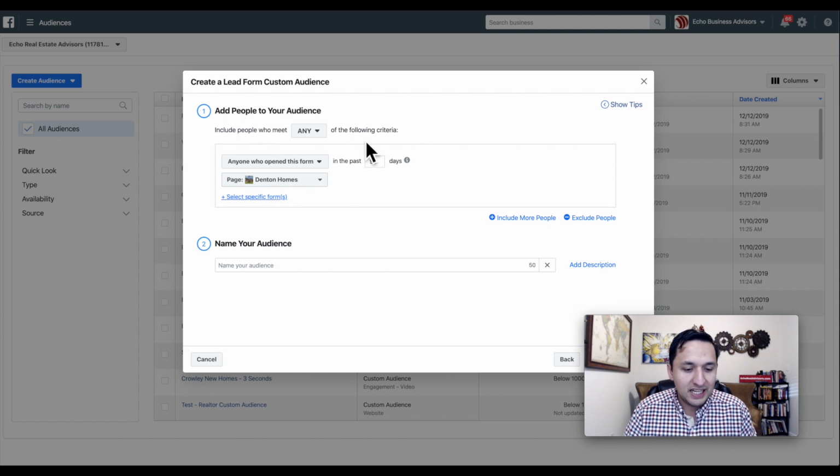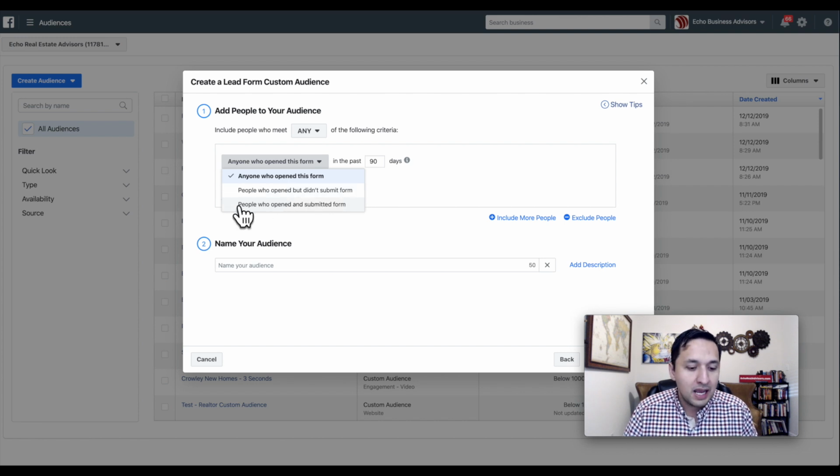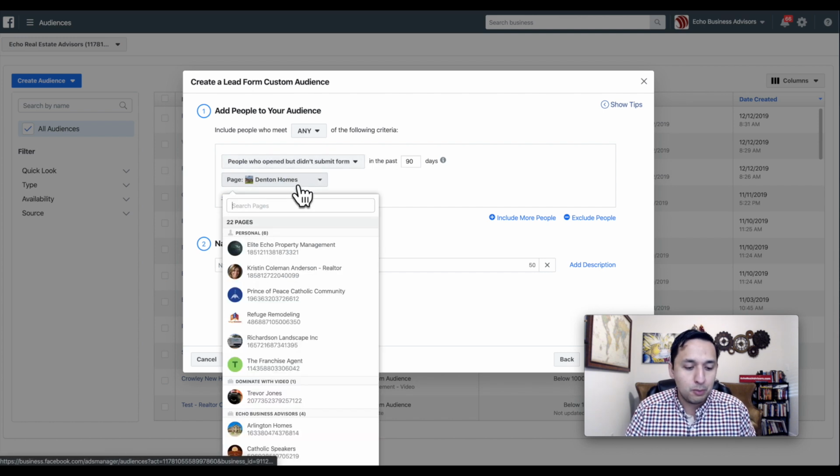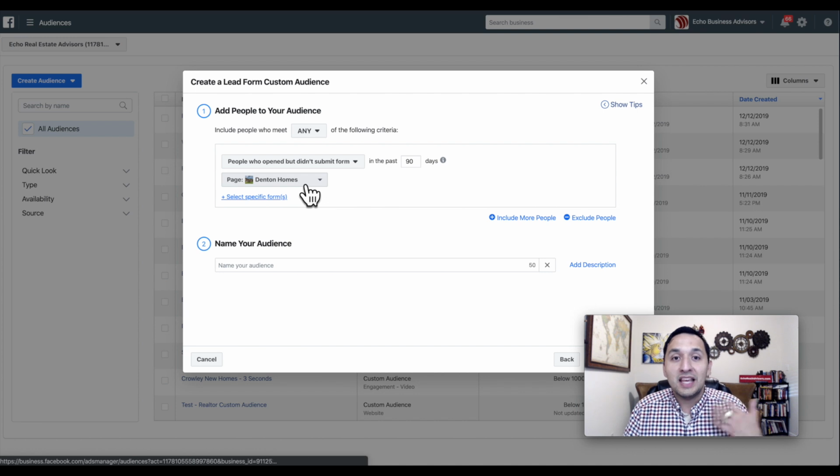Include people who meet any of the following criteria. People who opened this form, people who opened but didn't submit this form, and people who opened and submitted this form. So if you leave it at anyone who opened this form, it is great, it's still narrow, but it doesn't take us all the way down because it's still including people who submitted the form. What I'm after is people who opened but didn't submit their form. So those are the people that I don't have the information from.